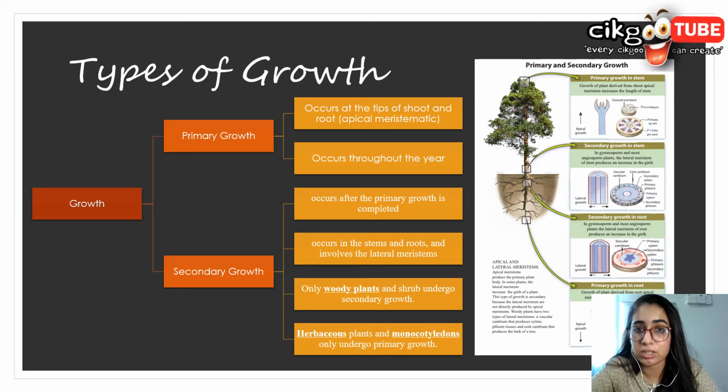Now, primary growth occurs at the tip of the shoot and root, basically the apical meristem, and it occurs throughout the year. Whereas secondary growth occurs after primary growth is completed, and this one occurs in the stem and also roots, and it involves the lateral meristem. Actually, they grow wider. So only woody plants and shrubs undergo secondary growth. Herbaceous plants and monocotyledons only undergo primary growth. Okay, now let's go into the details.